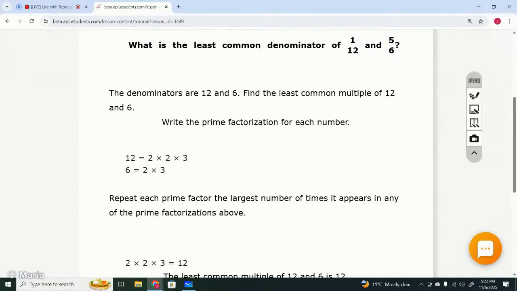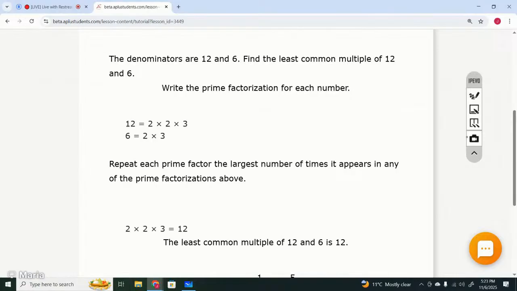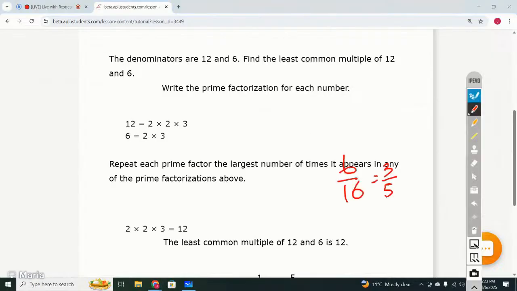So let's just write the prime factors of each number. So let's write down the prime factors of 12 and 6. So the prime factors of 12 are 2 times 2 times 3. So first thing you need to learn is how do we find the prime factors? Divide 12 by the smallest prime number. The smallest prime number that can divide 12 is 3.